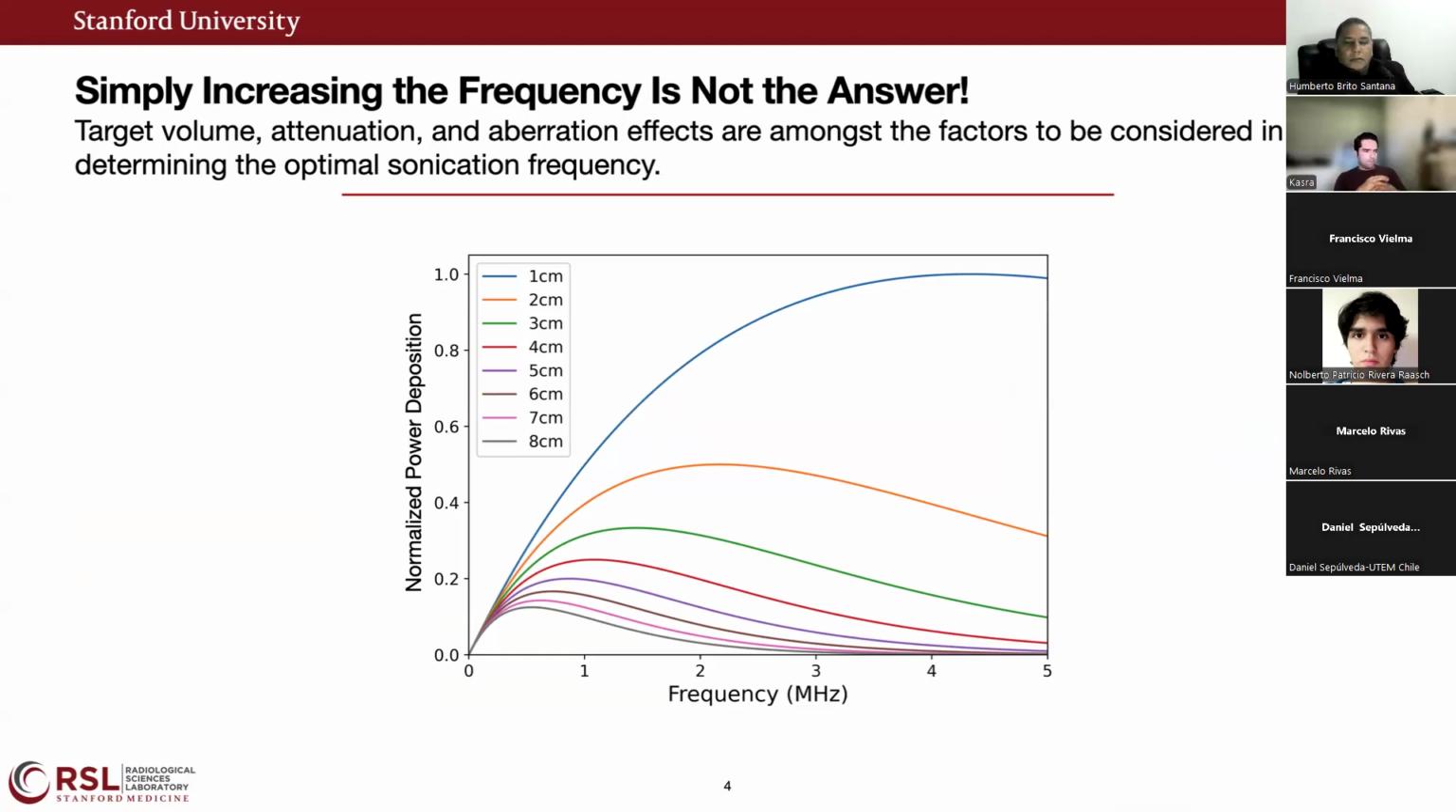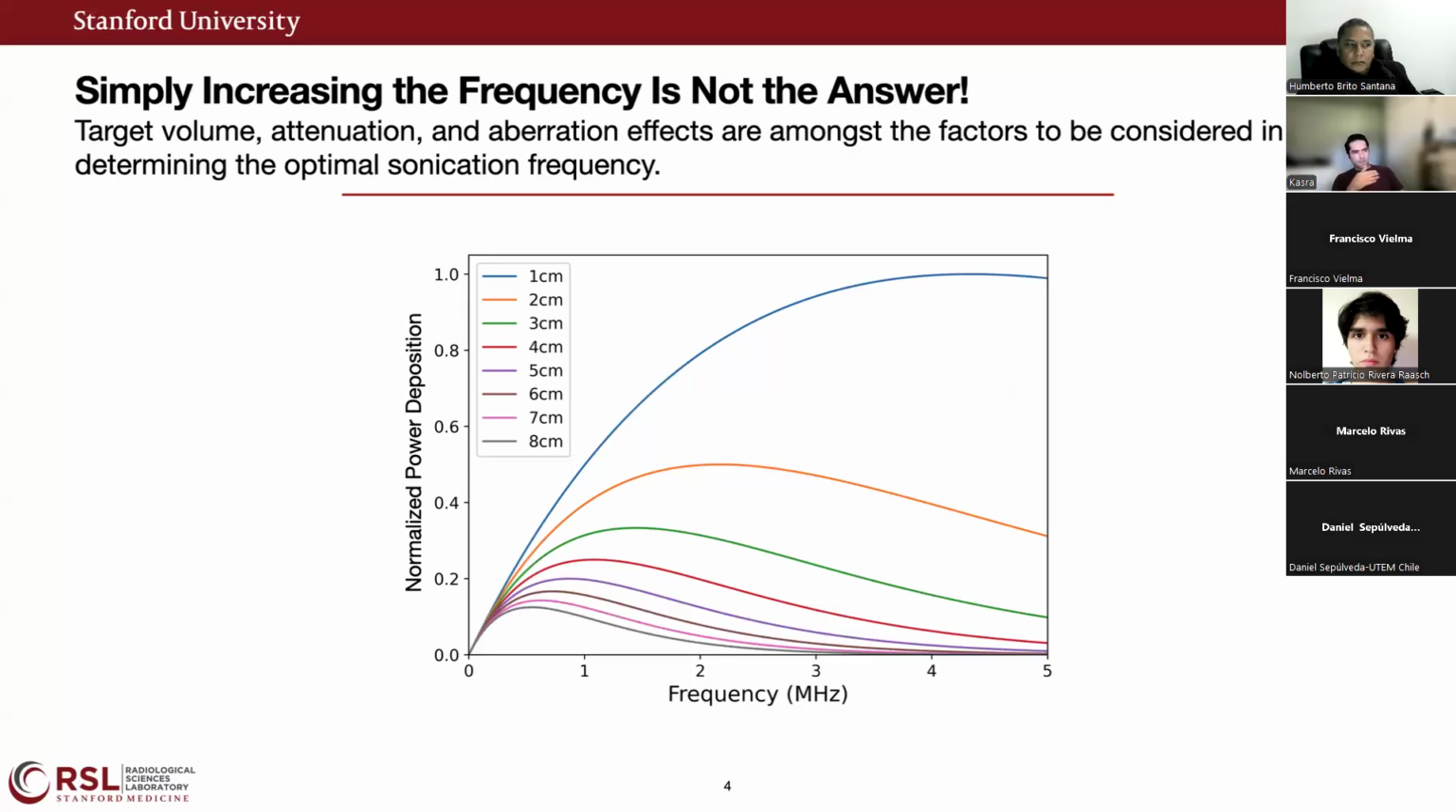In this simulation, I'm showing the effect of attenuation as a function of depth and frequency. Each of these traces shows the attenuation for a different depth. So let's just stay focused on the gray trace, which is the first one from the bottom. That trace represents the normalized power deposition as a function of frequency at an 8 centimeter depth away from the transducer surface. So that would take us roughly to the geometric center of the brain.